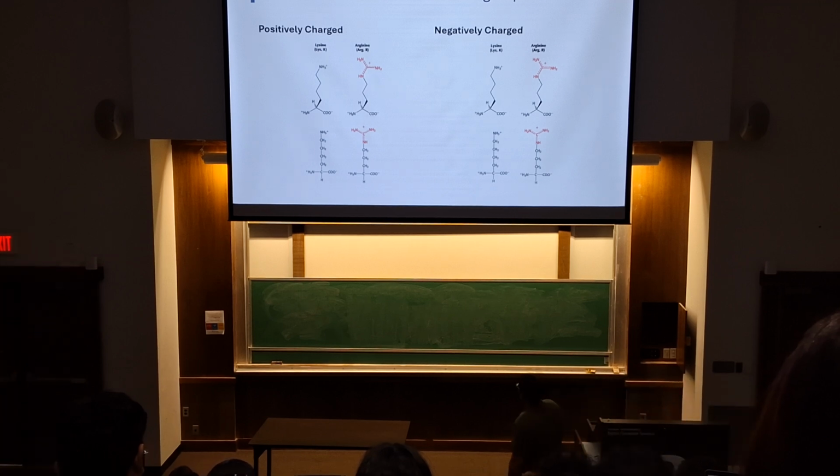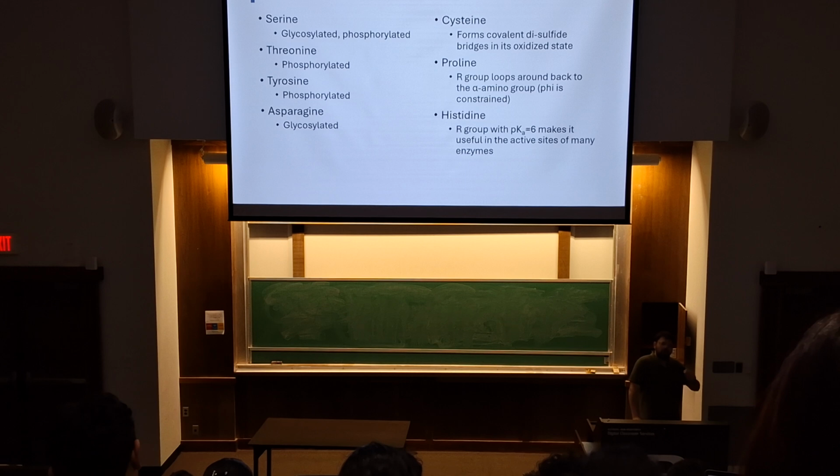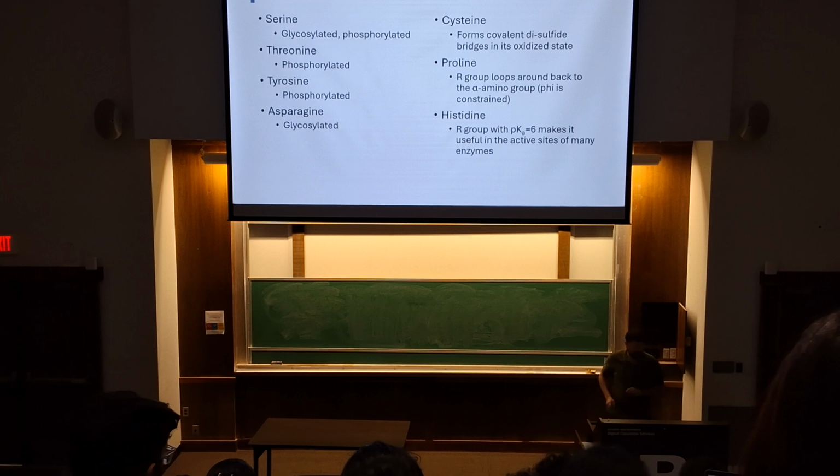So now we have our four categories of amino acids, and notable among them are these, right? So serine is absolutely critical for enzyme regulation, protein regulation in general, because serine can be the site of either glycosylation or phosphorylation.